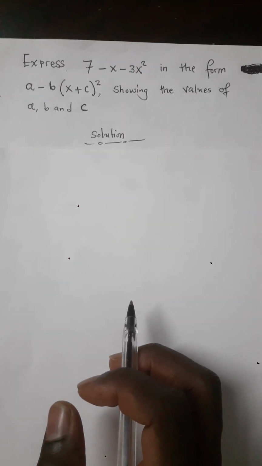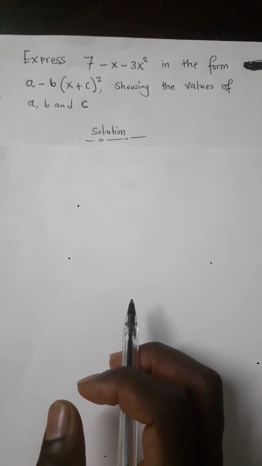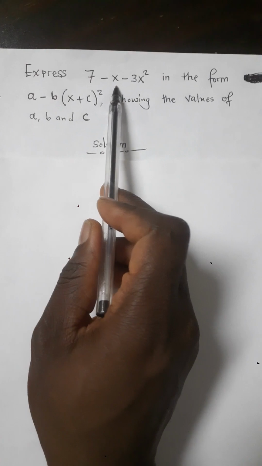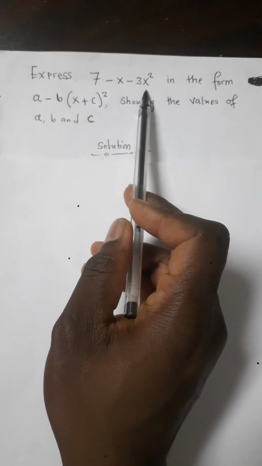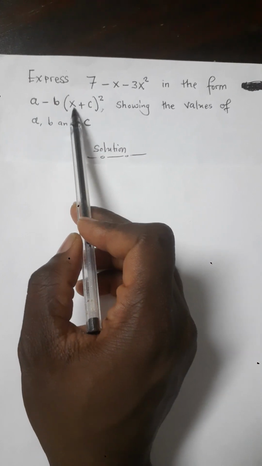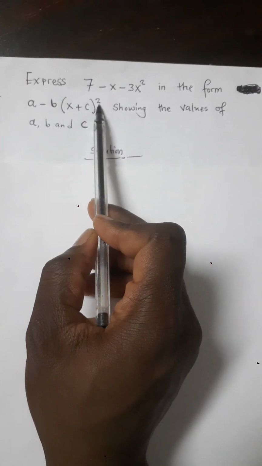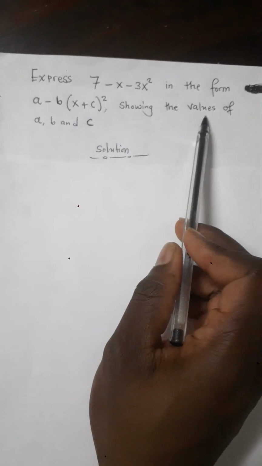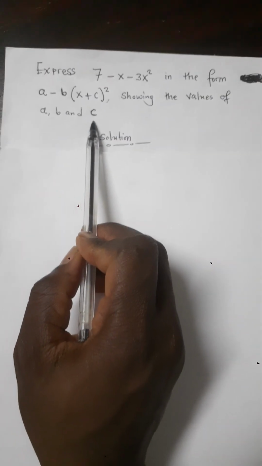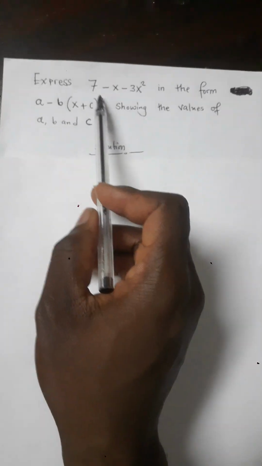In today's video, we are looking at a quadratic expression problem, and the question reads: express 7 minus x minus 3x squared in the form a minus b open bracket x plus c close bracket squared, showing the values of a, b, and c. Okay, so we've been given a quadratic expression.